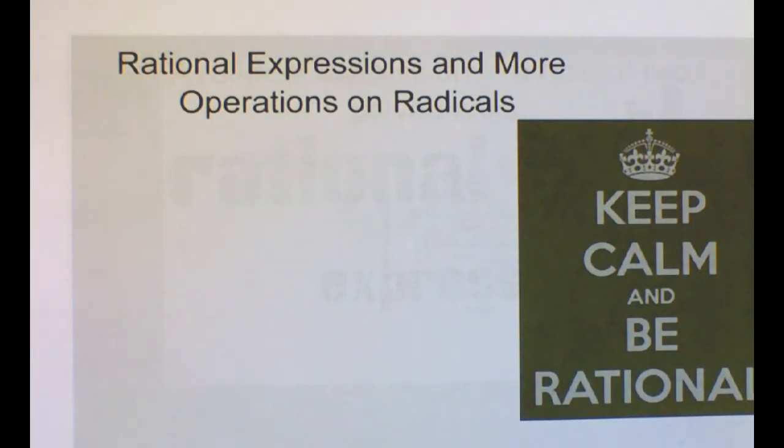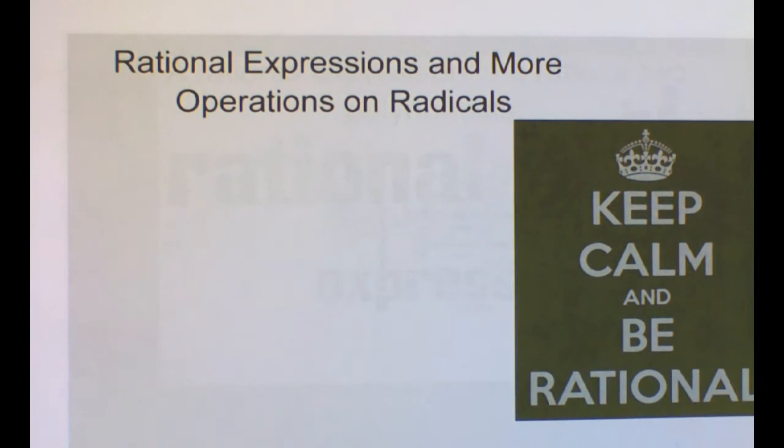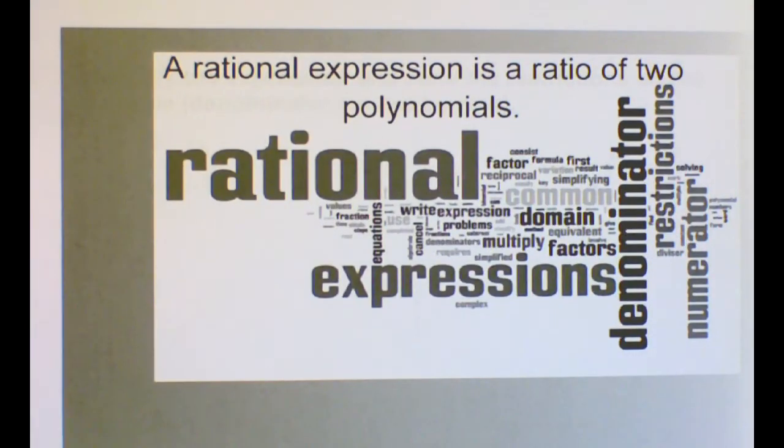All right, today we're taking a sidestep from the things that are in your notes packet and your textbook. We're going to talk about rational expressions and more operations on radicals, because before we dive into the next stuff, we should talk about this. So a rational expression is a ratio of two polynomials. Rational means fractional. It's just a polynomial over another polynomial.